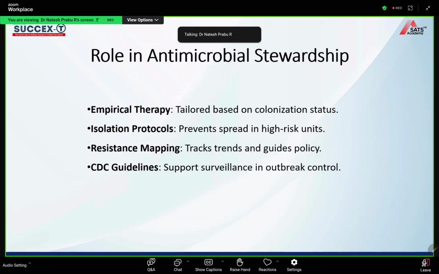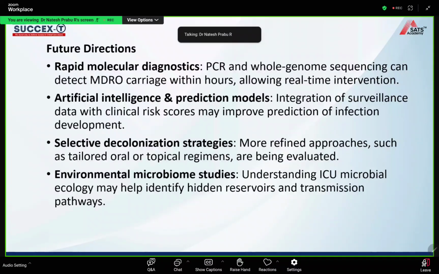Related based on the organisms. CDC guidelines recommend surveillance cultures in outbreak control as well. Future directions: you can use rapid molecular diagnostics like PCR and genome sequencing.